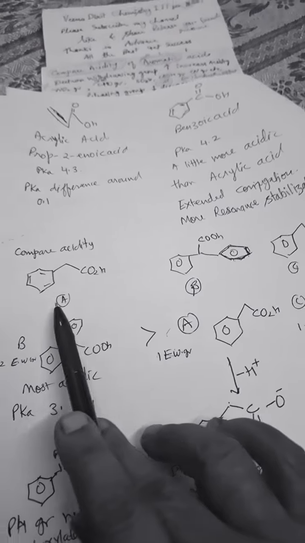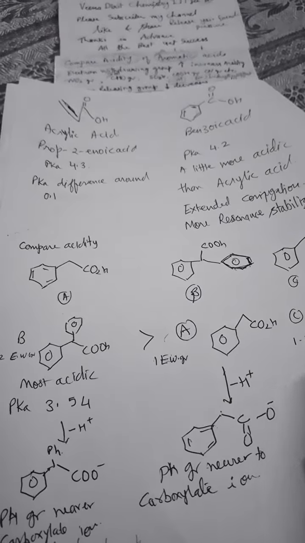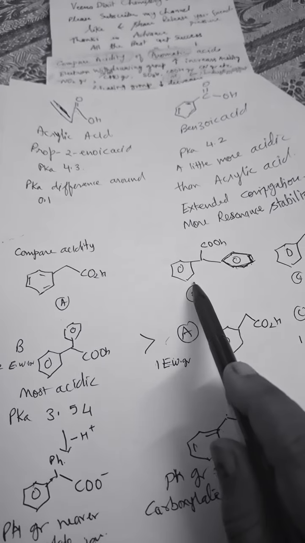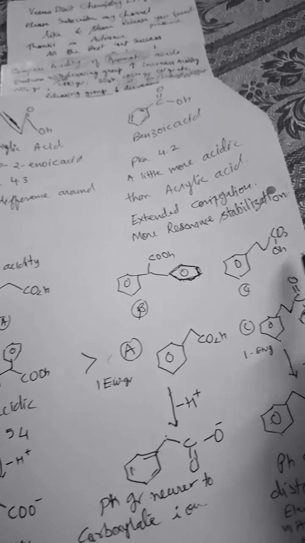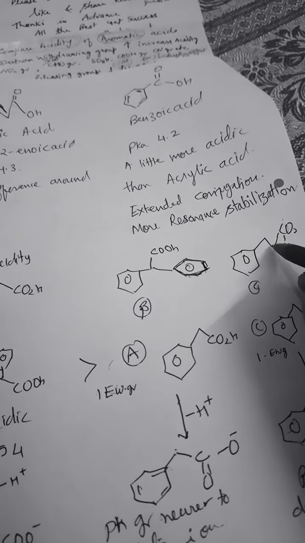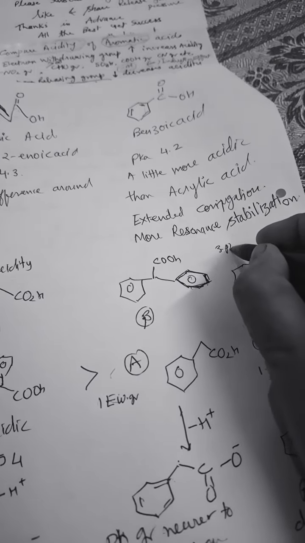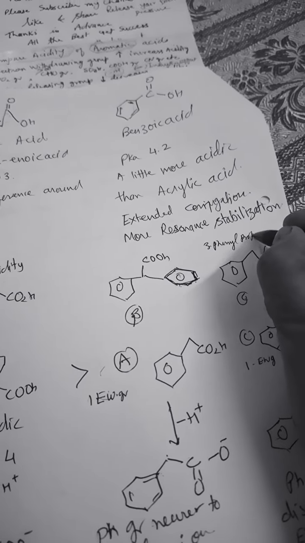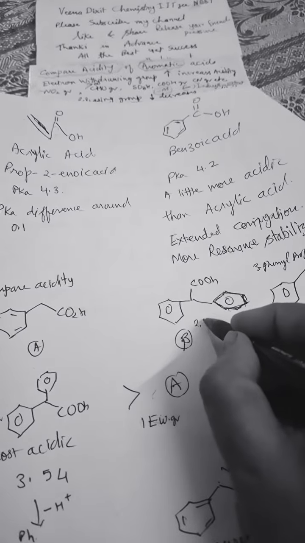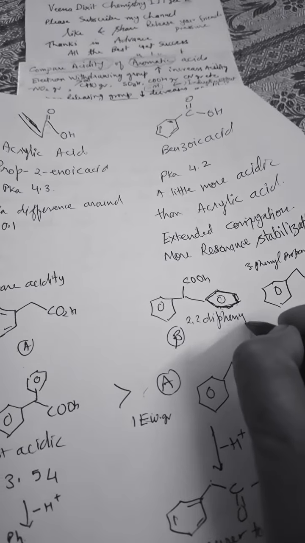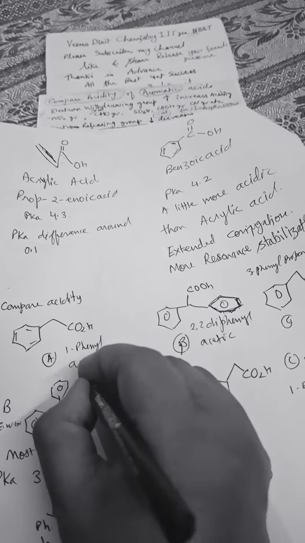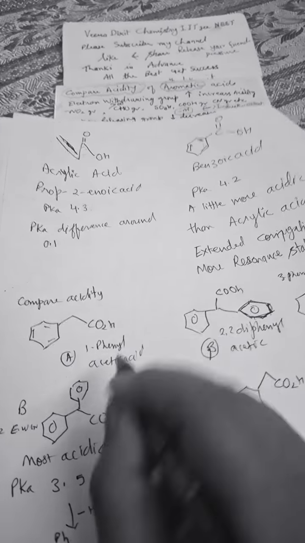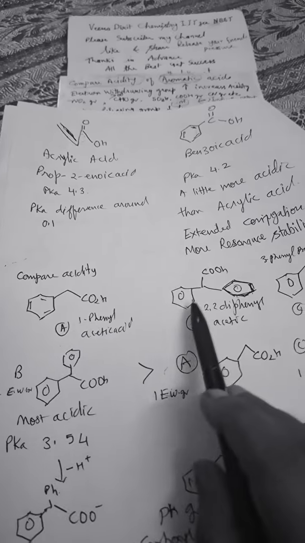Now compare the acidity of the following A, B and C. These three compounds are given. Here this is phenyl acetic acid. Here this is C, so it is 2,2-diphenyl acetic acid. Here this is 1, 2, 3: 3-phenyl propanoic acid. And this is 2,2-diphenyl acetic acid. Clear? And this, I told you, is 1-phenyl acetic acid.